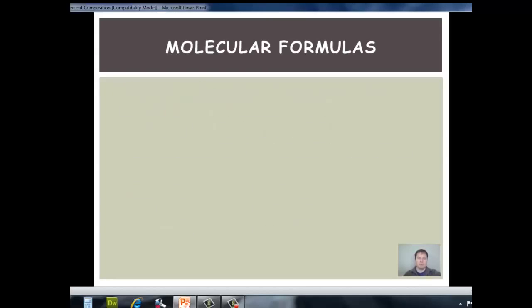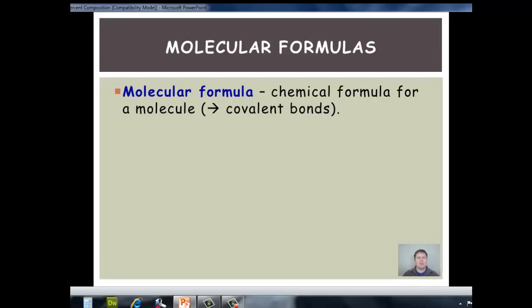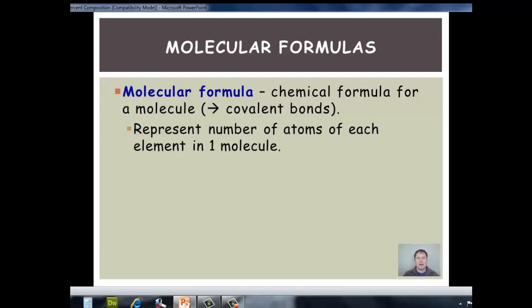Alright, so that's empirical formula. Molecular formula, on the other hand, is a chemical formula for a molecule. Remember, molecules are things that are held together by covalent bonds. They are not always going to be the lowest ratio. Those subscripts represent the number of atoms of each element in one molecule. If we're talking moles, though, for 1 mole of a molecule, the subscripts represent the number of moles of each.